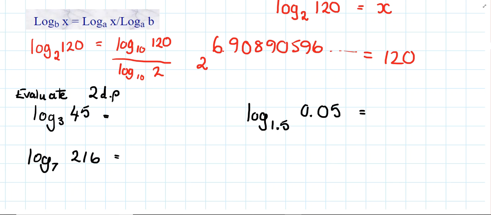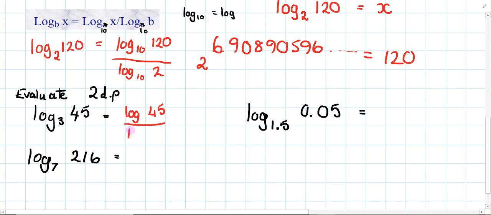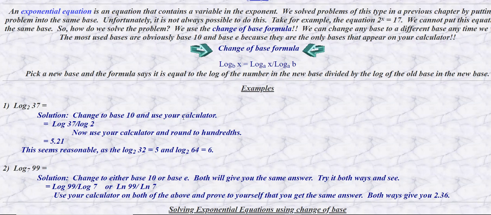The only logarithm I can do on my calculator is log to the base 10. Log to the base 10, because we use it a lot, is just written as log. Any other base, we would put in a number. So for instance, this first one we would write as log to the base 10 of 45 divided by log to the base 10 of 3. And what do I get as my answer?